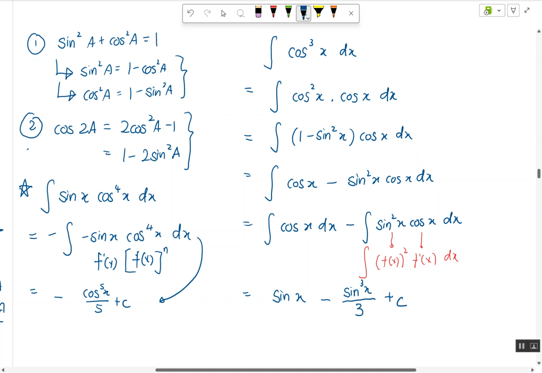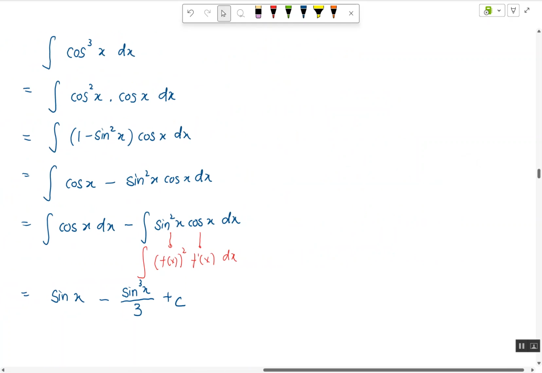So whatever happened in front, you must be very good at it before you can come to here, because there will be many multiple cases where you are going to use it. So this is for cosine cube. It can also work for sine cube. So when you see cosine cube, sine cube, think of splitting it up into a square multiplied by one of them.